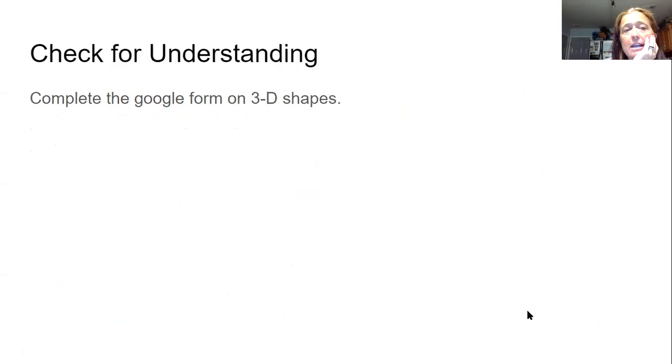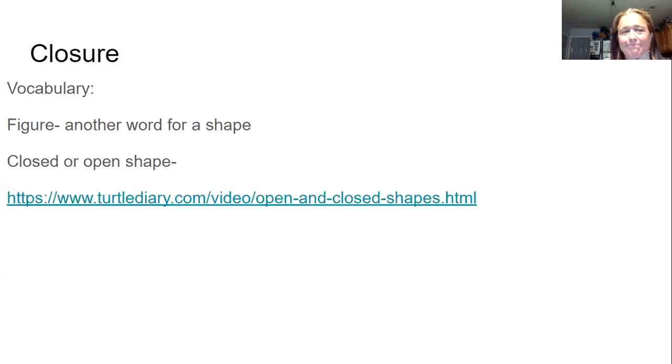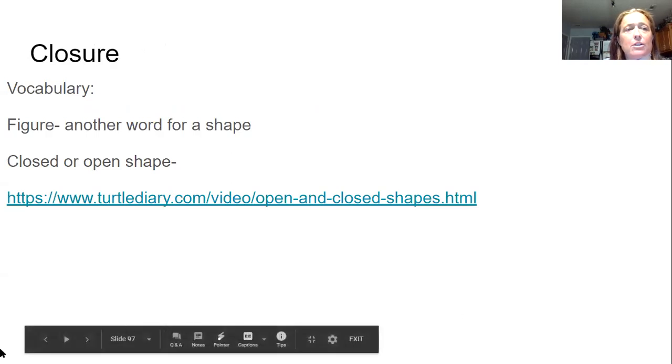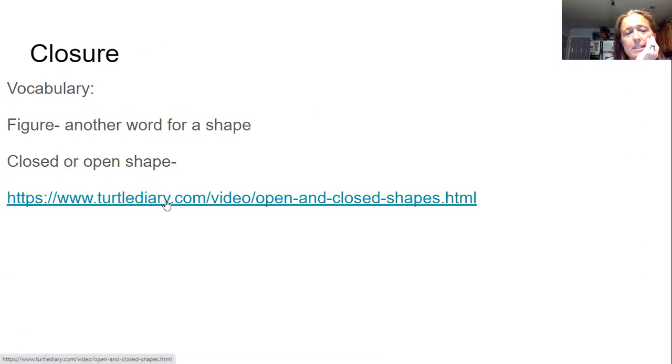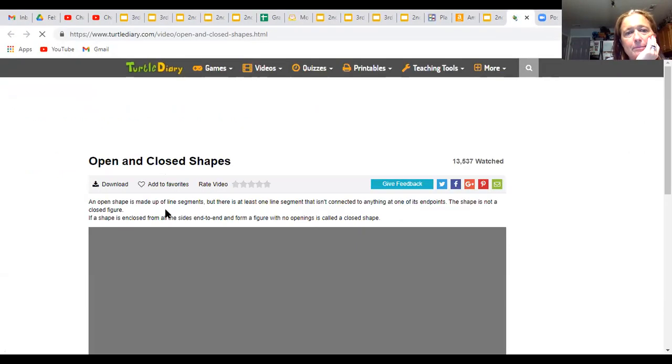There is a Google form in your virtual slides that you need to take on 3D shapes. Now, before you do that, I did want to tell you that a figure is another word for a shape. So if someone says, take a look at this figure, they're talking about a shape. And I wanted to quickly watch a video about closed or open shapes. It's only about a minute long.